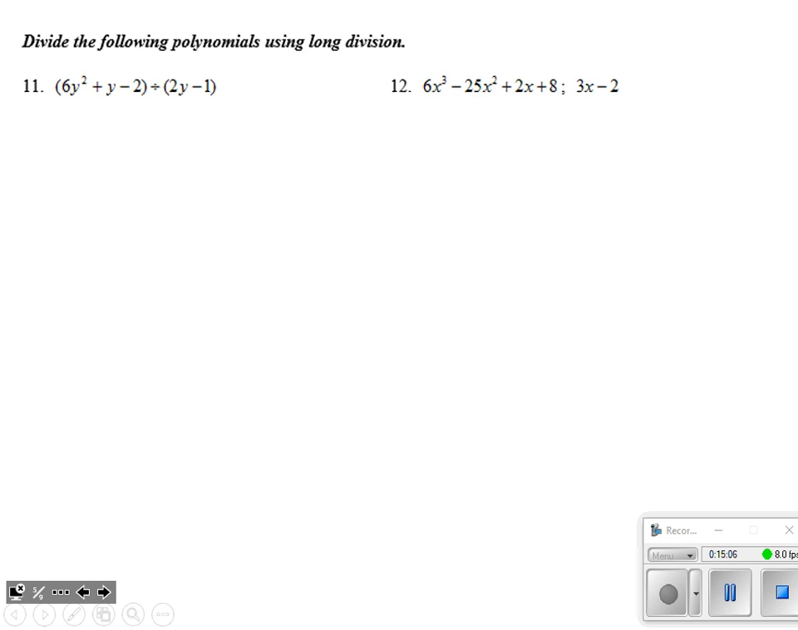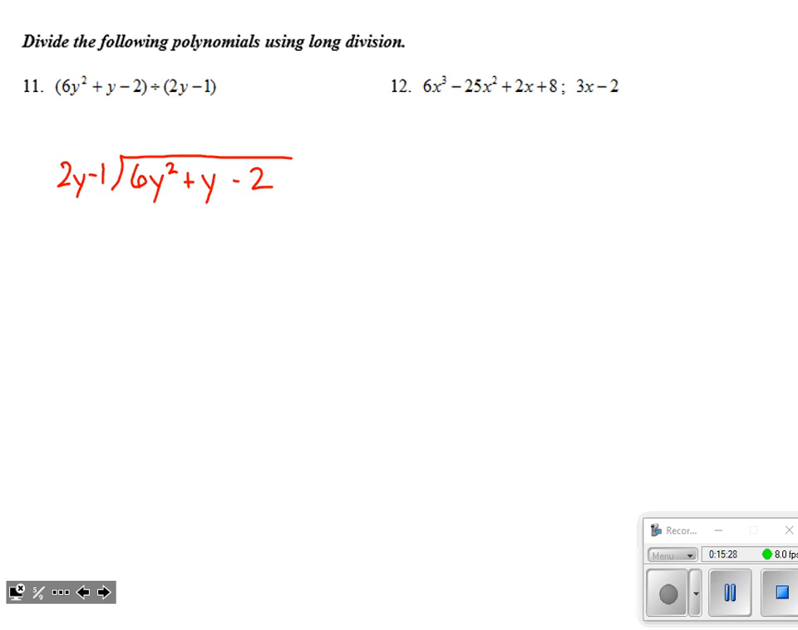For number 11, when I set that up, I just want to be aware, am I skipping over any powers along the way? So 2y minus 1 is what I'm dividing by, and the polynomial I am dividing is 6y squared plus y minus 2, and they don't skip over any powers. I've got y squared, then y to the first, and then just a constant.